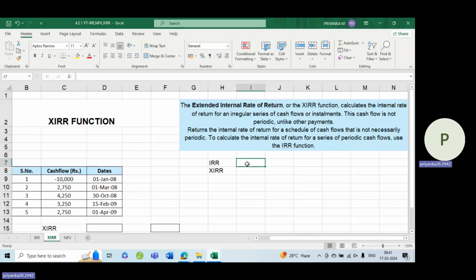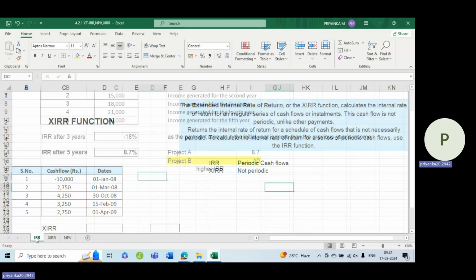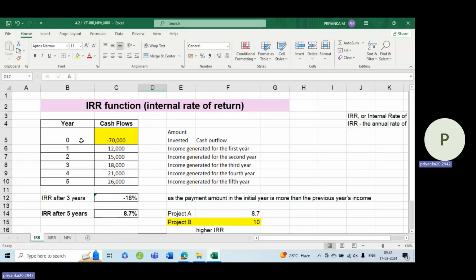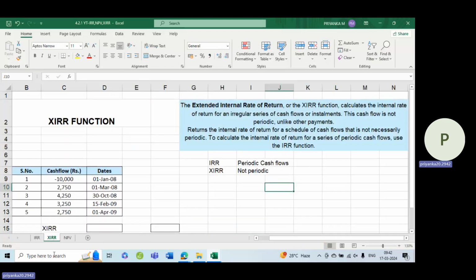So in IRR, you'll be calculating periodic cash flows. Periodic cash flows will be counted here, but in XIRR it is not periodic. That is the main difference. In IRR, we calculate uniformly, like after the first year, after the second year, so a year's gap is present.